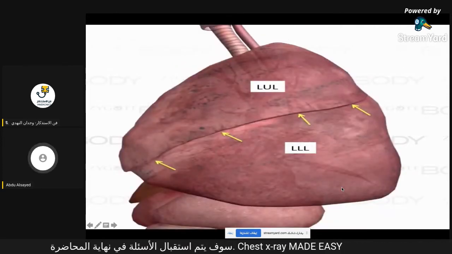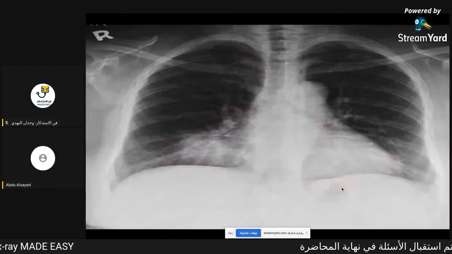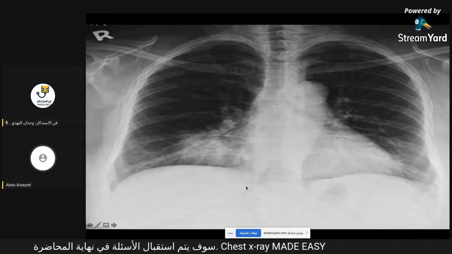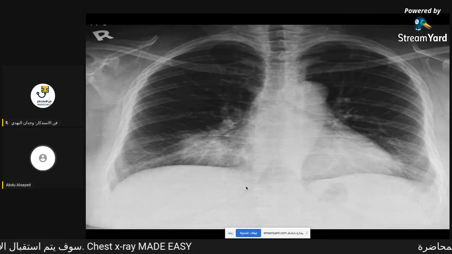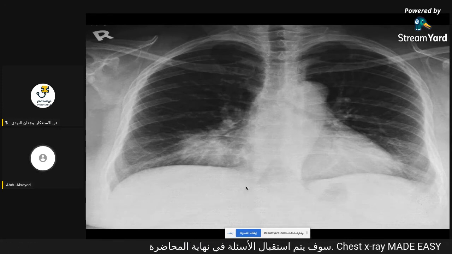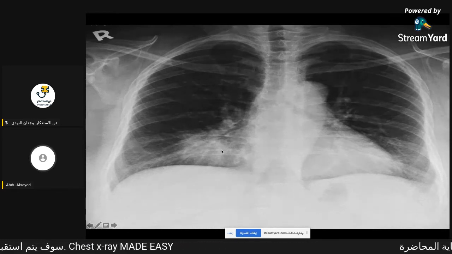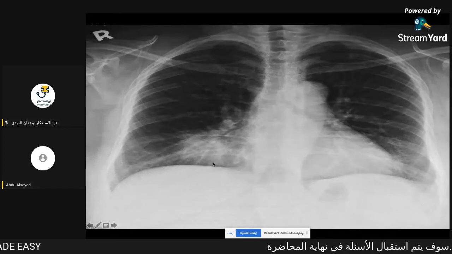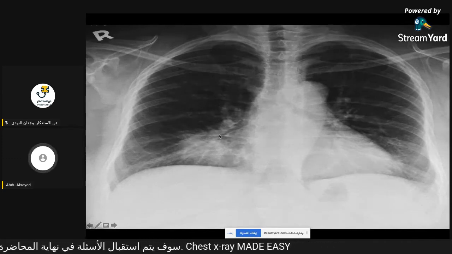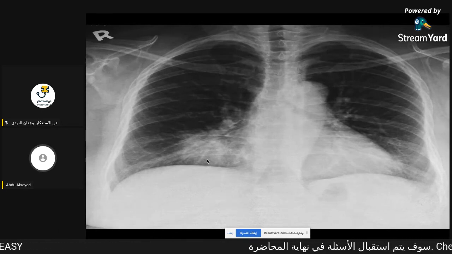This is a chest X-ray of an elderly patient who presented after a choking attack. They presented with cough and fever after experiencing the choking attack. As we inspect, there is an obvious infiltration in this area, and we are always misinterpreting this infiltration as a patchy infiltration or opacification in the right lower lobe, which is wrong.